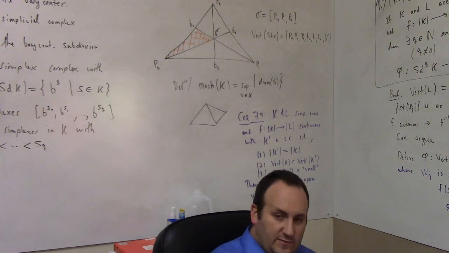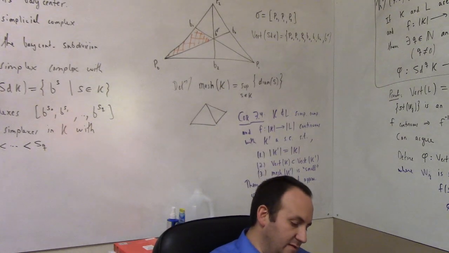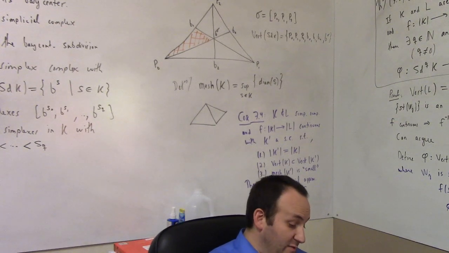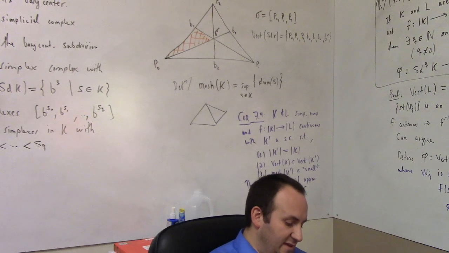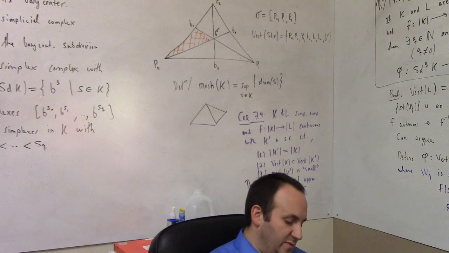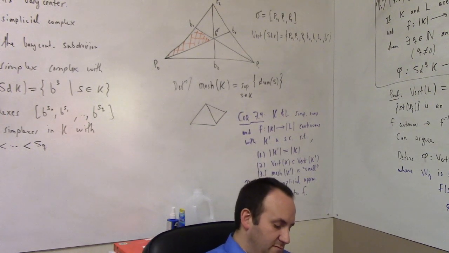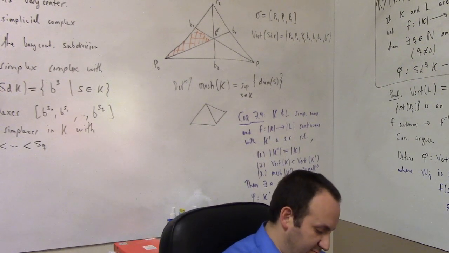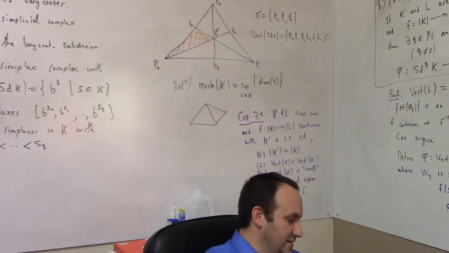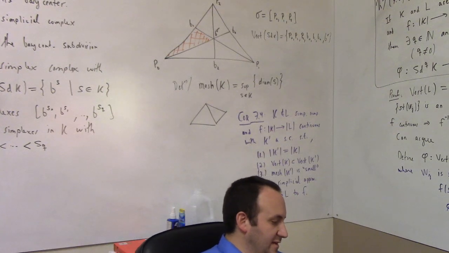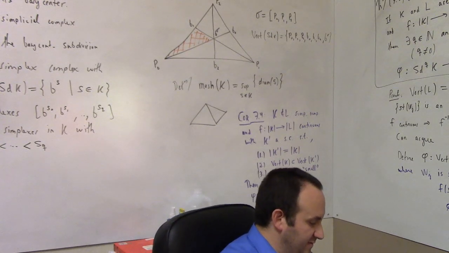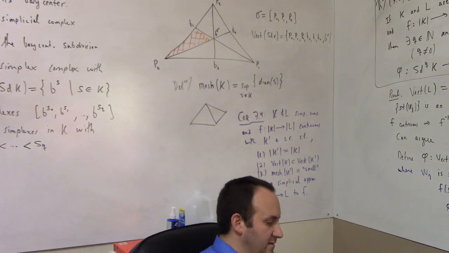Definition: a subcomplex. Do you have something to add, Nathan? No. Okay. A subcomplex L of a simplicial complex K is a simplicial complex contained in K, with the vertices of L being a subset of the vertices of K. Note that the subdivision of K is not a subcomplex of K, nor is K a subcomplex of the standard subdivision of K.